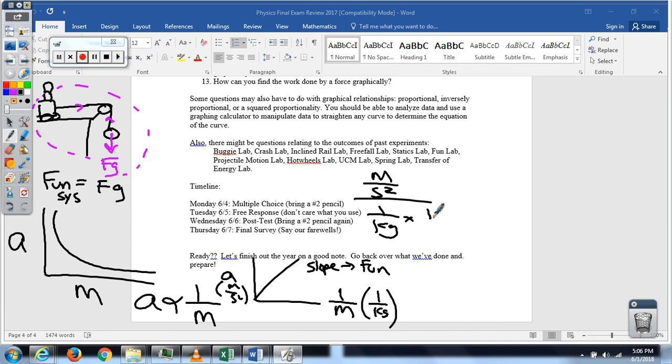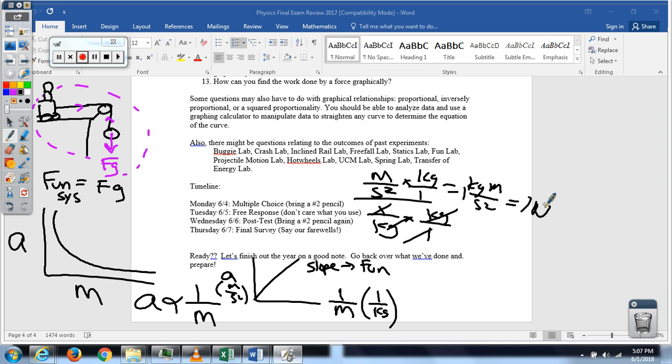To simplify that down, multiply the numerator by the reciprocal of the denominator. That cancels all this stuff out, and you get kg m over s squared. Well, that's what 1 Newton equals. That's how we define a Newton, as 1 kilogram meter per second squared.